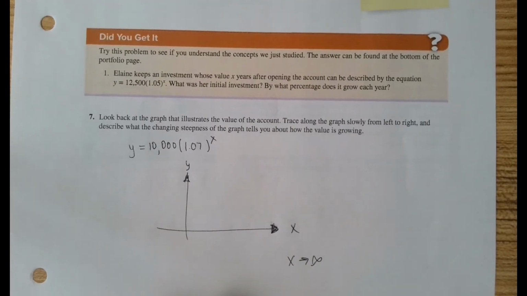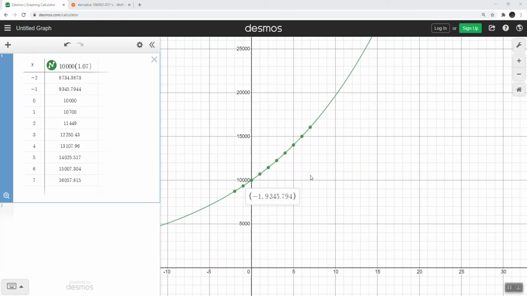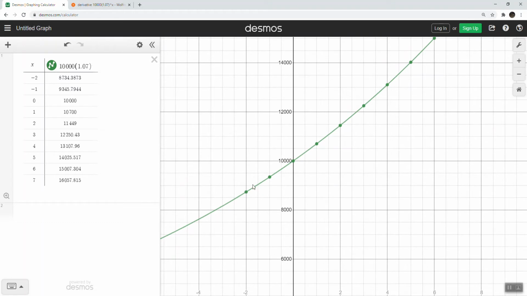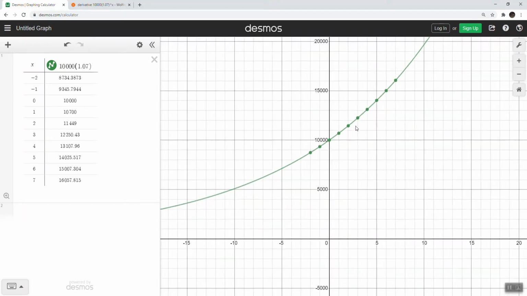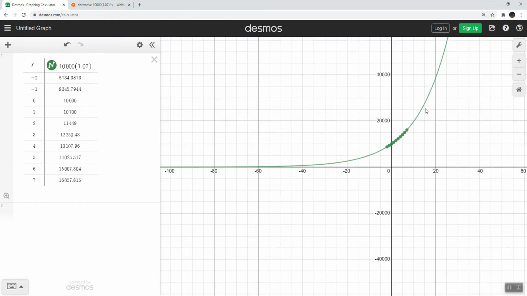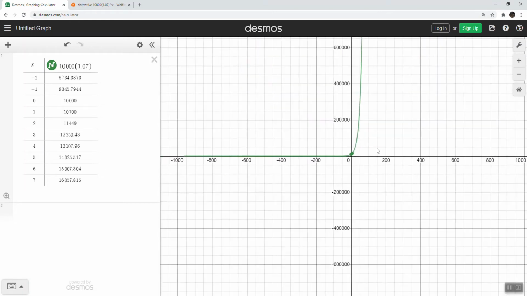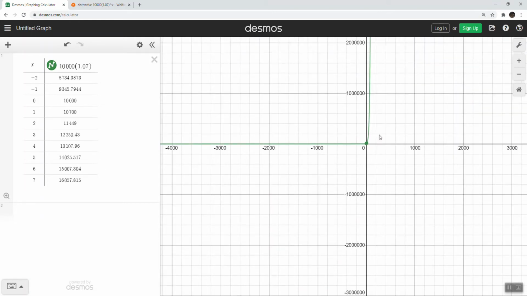So let's jump to Desmos. And I'm going to zoom in here just a little bit. And I think you can see that in these early points, the steepness of this graph, it's not that great, honestly. Well, it's not that changing. Okay, so it looks almost linear right here. But as we zoom out and go further and further towards that infinity, you see that this line starts to straighten out and almost becomes vertical. If we zoom out far enough, it looks like it's just going vertical.